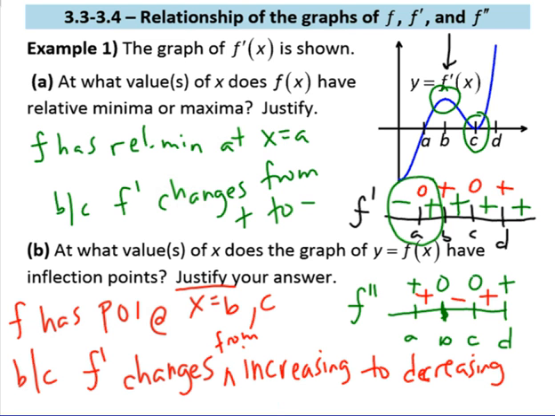or vice versa, which is acceptable. You can say vice versa, because we don't really necessarily care about increasing to decreasing or decreasing to increasing. We just care where there is a change for a point of inflection. So that occurs at b and c. So that's how I would justify that answer.